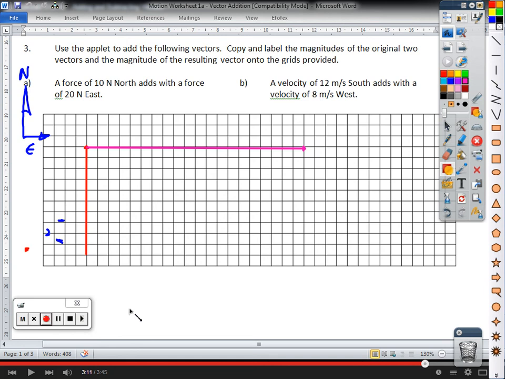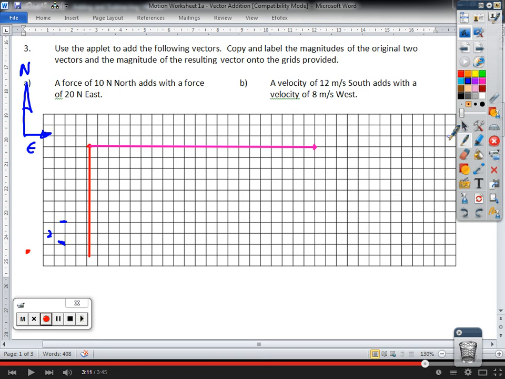Okay. Can you see my arrows just in case you can't? There's an arrowhead there, and there's an arrowhead there. Don't forget to label them. That's the 20 east, so that's 20 newtons east, and this is the 10 newton north. These are forces, they're 2 forces acting together. Those 2 forces are going to combine to become one big force. Let's now work out the one big force.